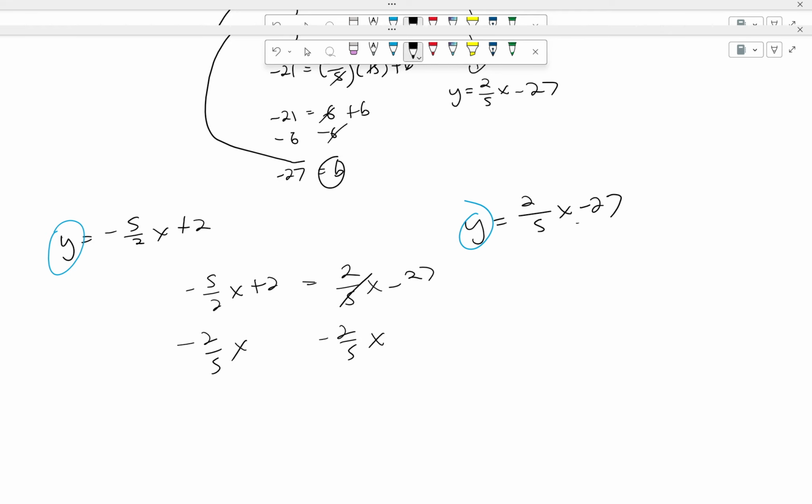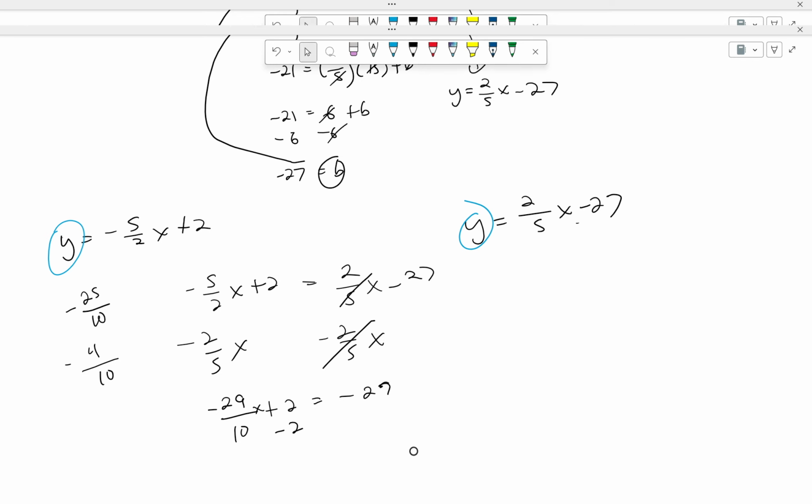Ooh, and now we have a tricky thing. We have negative 5 halves minus 2/5. So we're going to need to put this into a common denominator, so we're going to have tenths here, over 10. This one's going to be negative 25 over 10, and this one's going to be negative 4 over 10. So I'm going to have negative 29 over 10 x plus 2 is equal to negative 27.